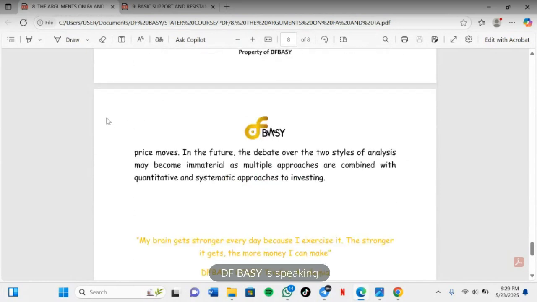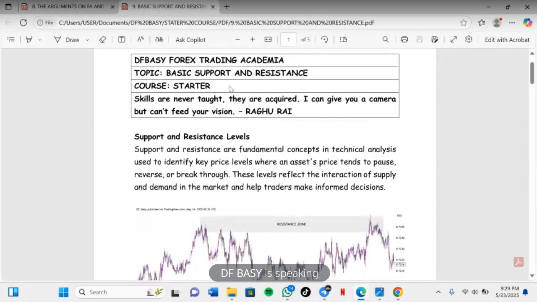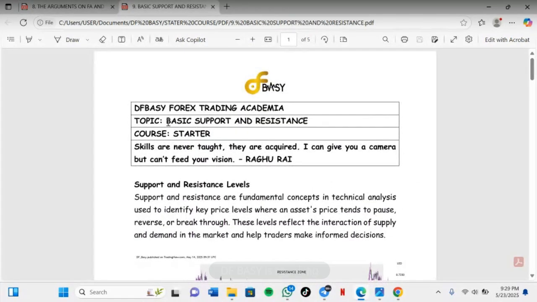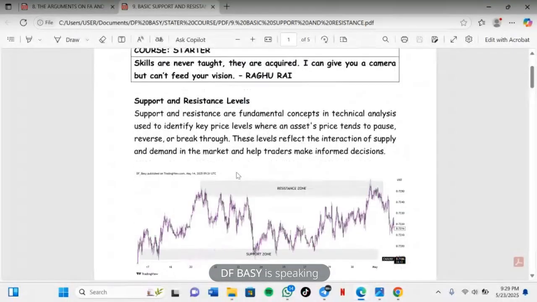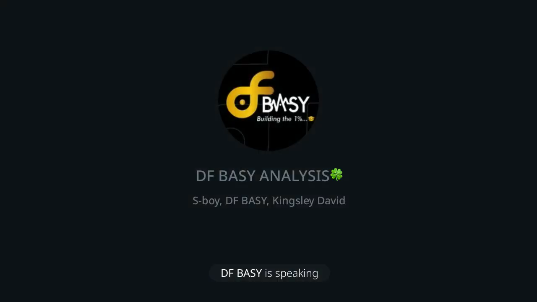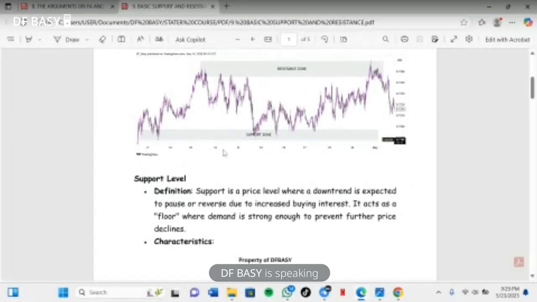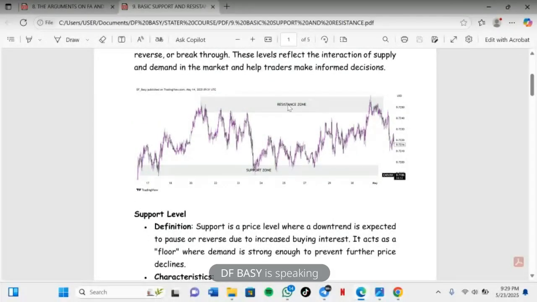Right. So let's go to basic support and resistance. Mind you, support and resistance level is the same thing as saying demand and supply. Resistance is the supply and support is the demand zone, right? So this is a typical example of resistance and support zones. Let me go to the chart and show you.